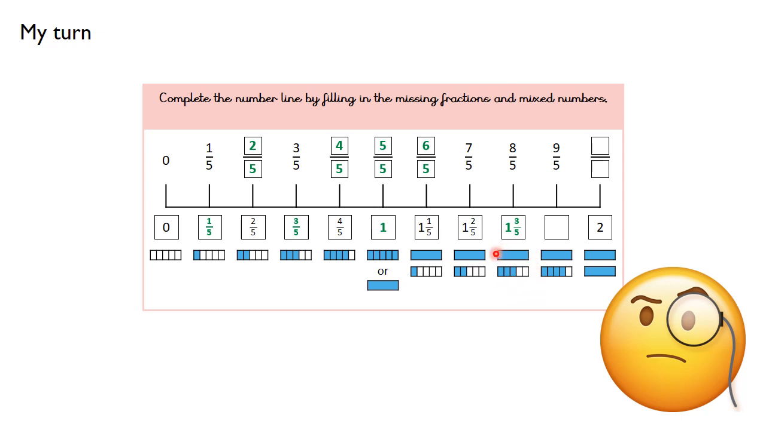8/5 is equivalent to 1 and 3/5. You can have the bar model to help you. And then we have 9/5, which is equivalent to 1 and 4/5. And then finally we have 10/5, which we know is 2, because we know that 10 is 2 times greater than 5. It's double 5. So when you come across a number line that looks like this, don't be alarmed. You'll know exactly what to do.